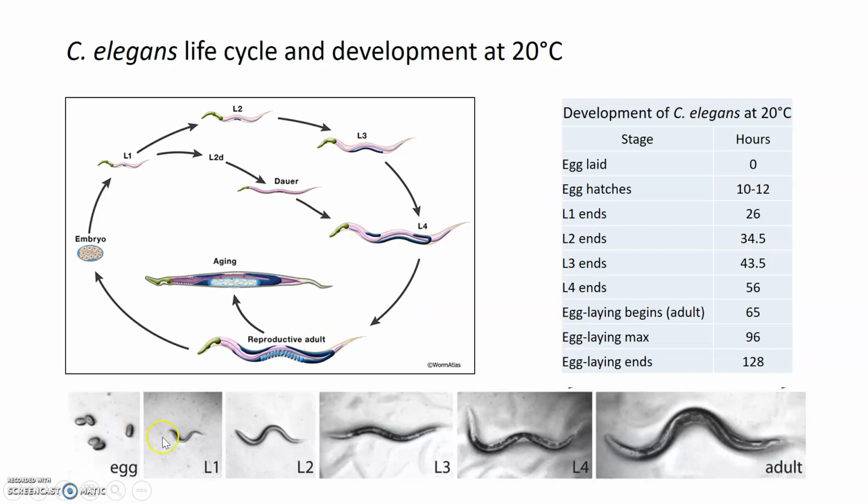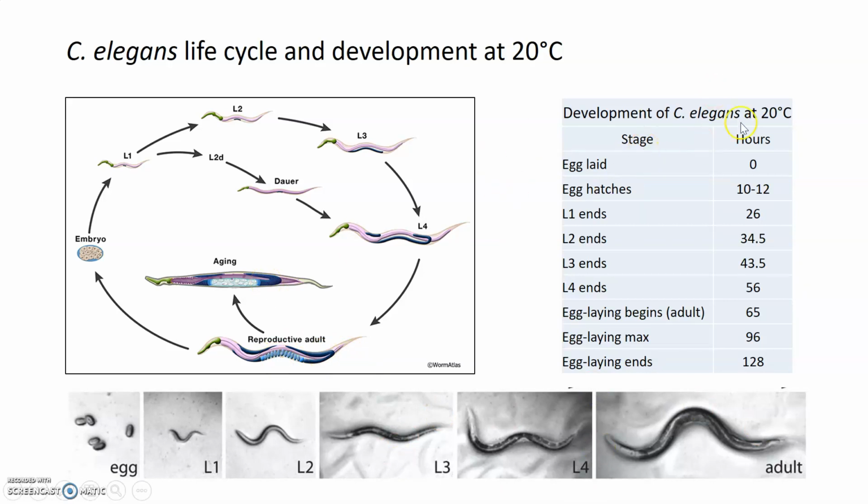You can see actual micrograph images of that down here. And you can see the size changes between the different stages, with L1s being really small as the first larval stage, and L4s being much larger, and then adults being obviously even much larger than that. And then after reproductive adulthood is achieved, we can start to study aging.